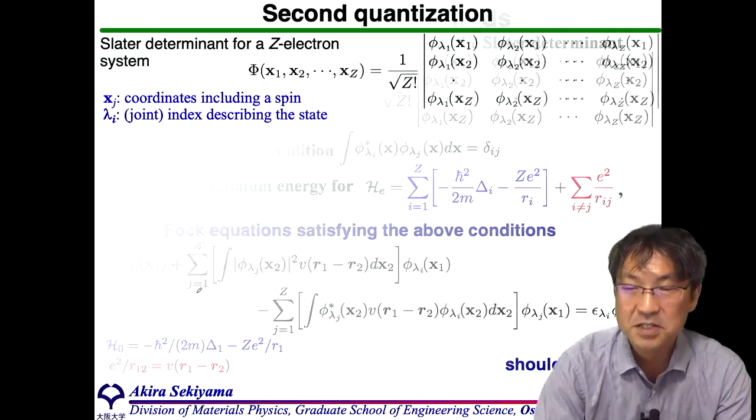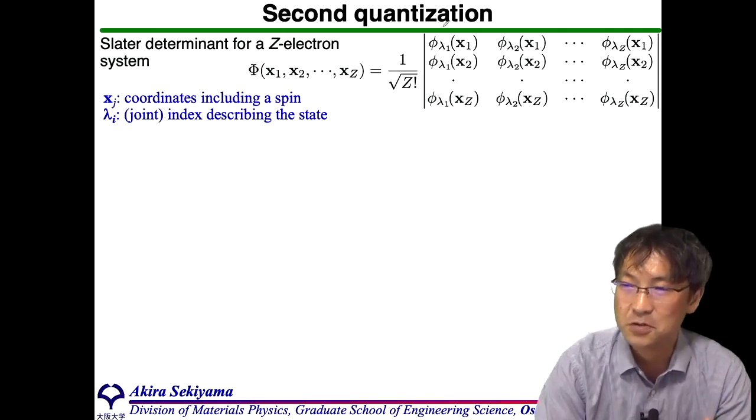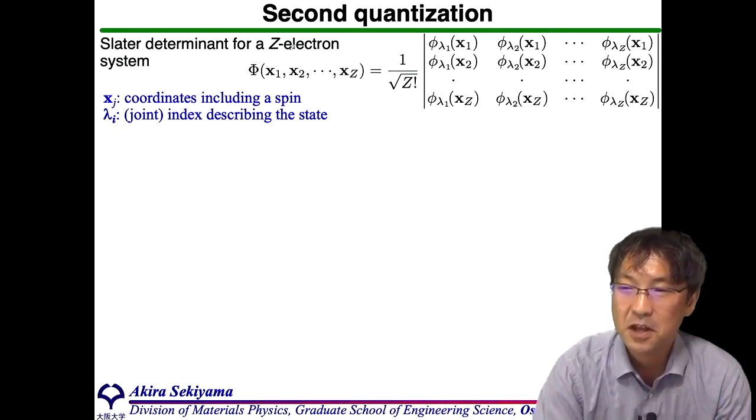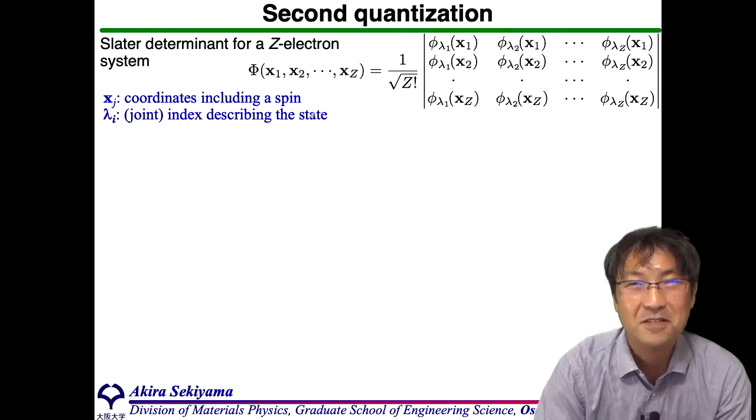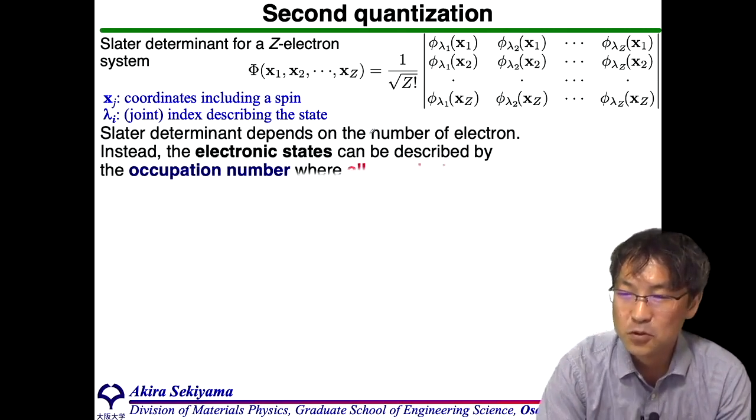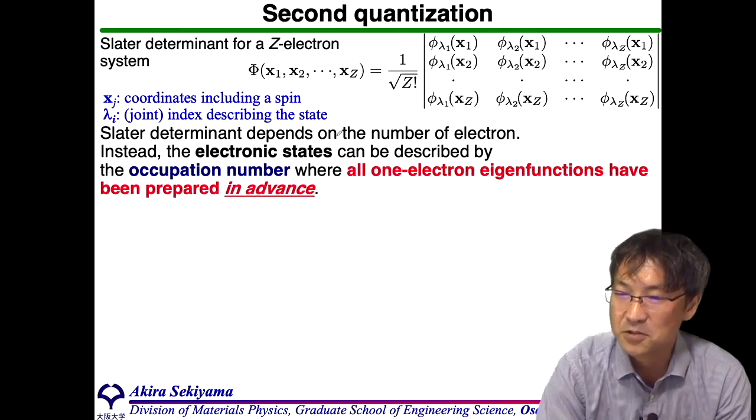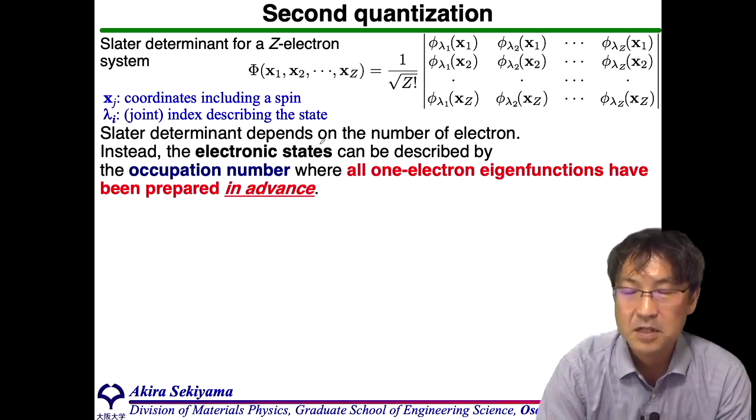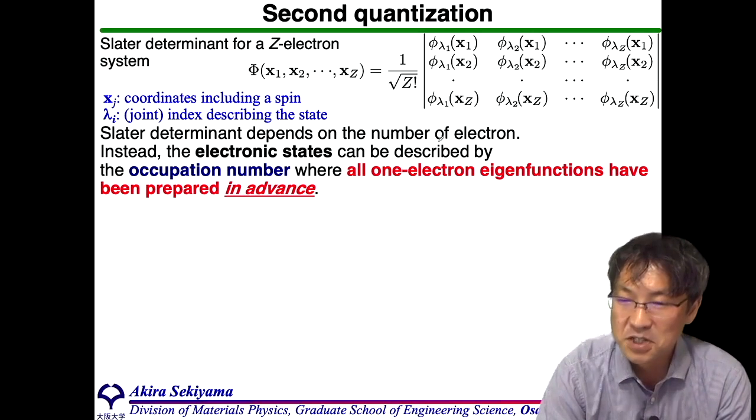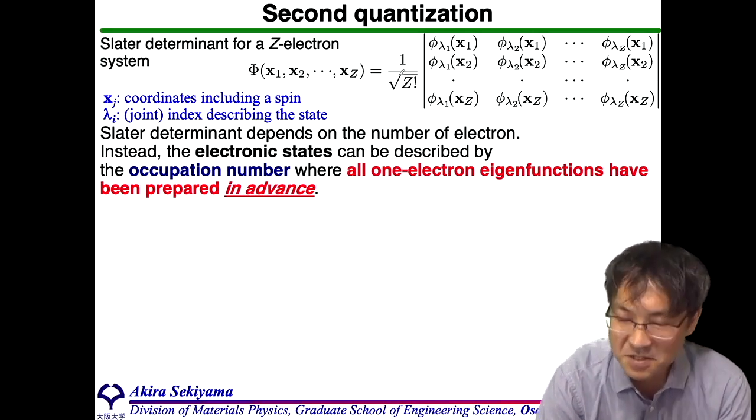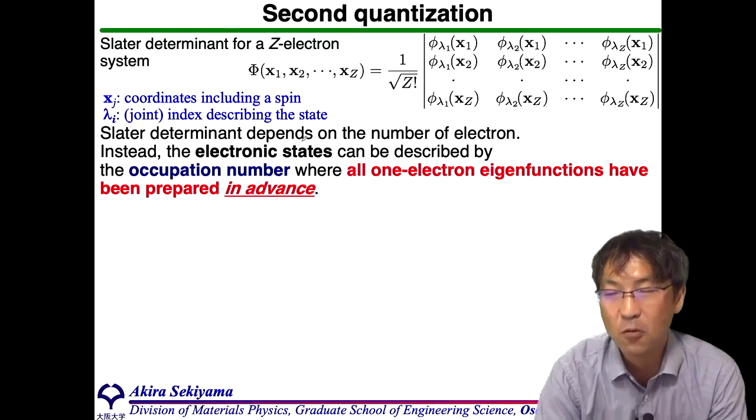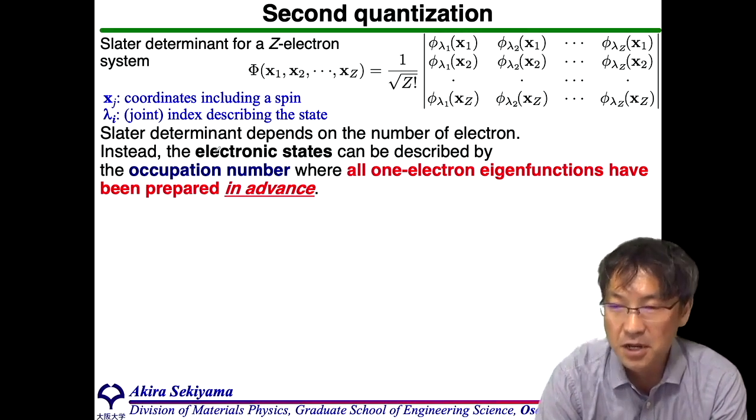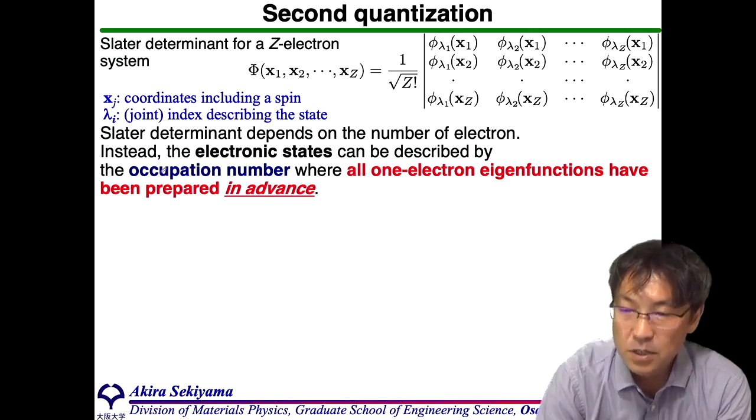From now, I change the topic to the second quantization of electrons. So far, I have explained the Slater determinant for the electron system. There is one problem with using the Slater determinant directly, because the Slater determinant depends on the number of electrons. That means when the number of electrons is changed, the Slater determinant also changes. That is rather inconvenient.